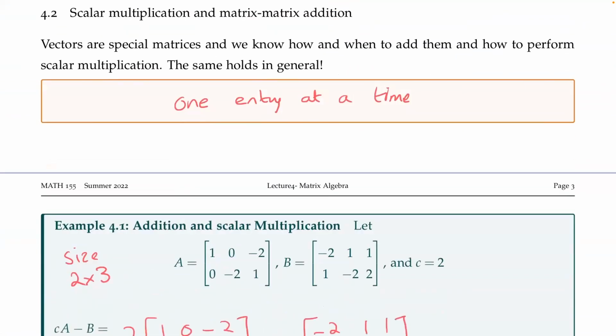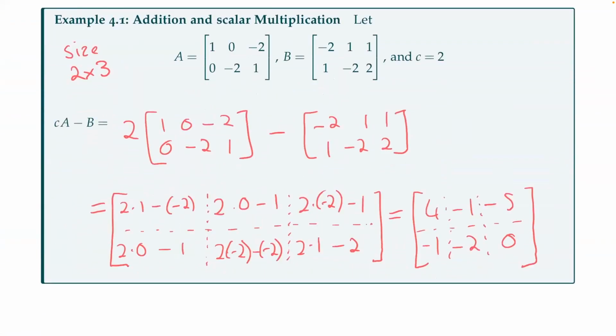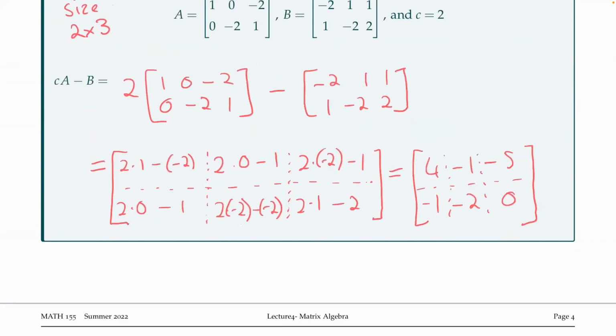How do we deal with matrix addition and scalar multiplication? Well, we just do everything element-wise. So just like we did with vectors, we combine the same components together when we're adding them. And when we're doing scalar multiplication, you just multiply everything in the matrix by that scalar. Okay, so that's pretty straightforward.